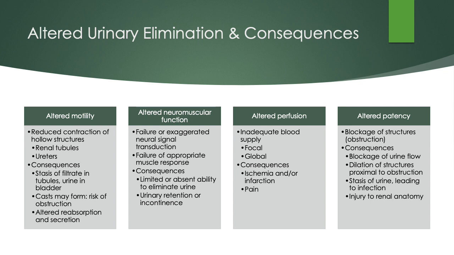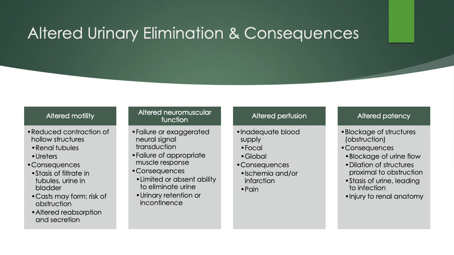So when we have altered neuromuscular function, you have the failure of your neural signals that help to produce those responses, or you may have an exaggerated neural response. You may have failure of appropriate muscle responses, and as far as the consequences, you may have limited or absent ability to eliminate urine. This ultimately presents itself as urinary retention or urinary incontinence.